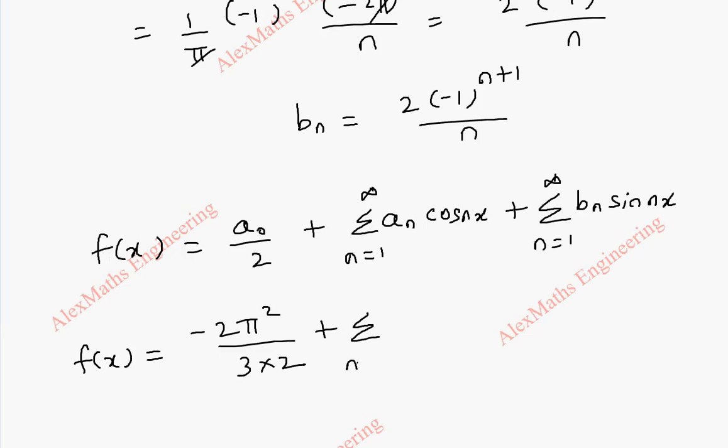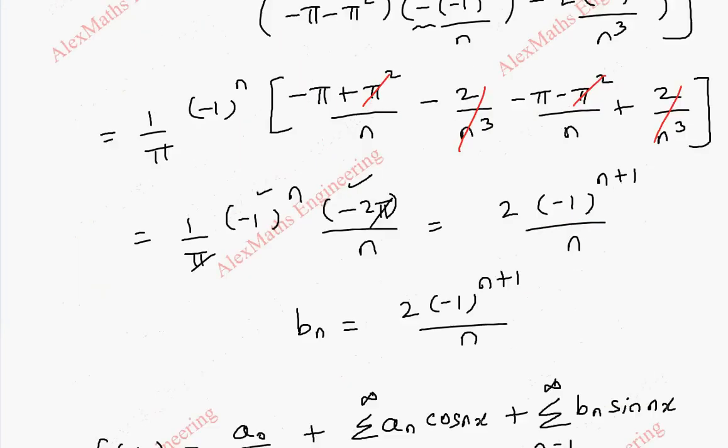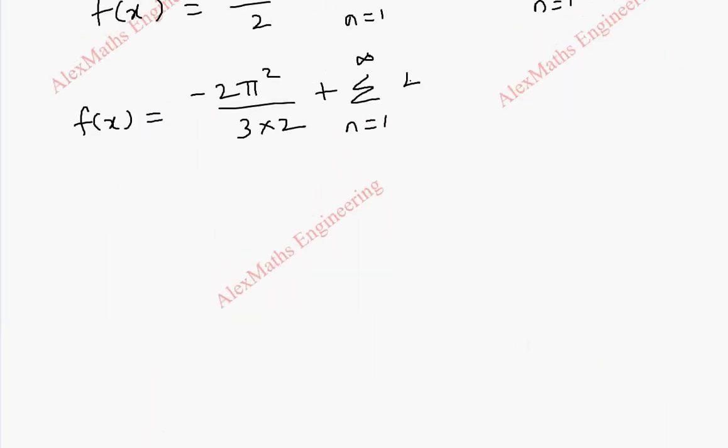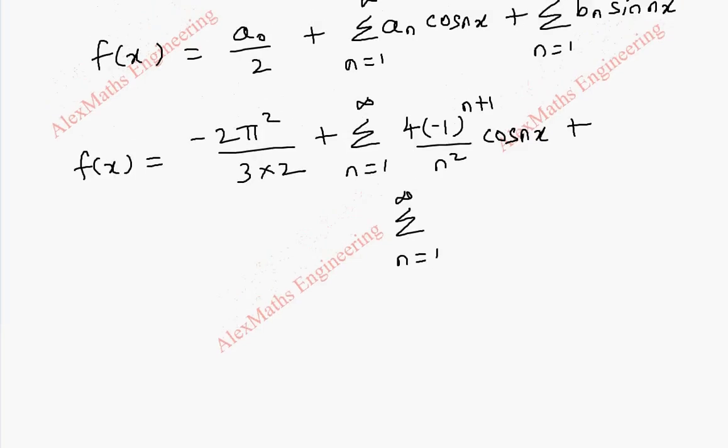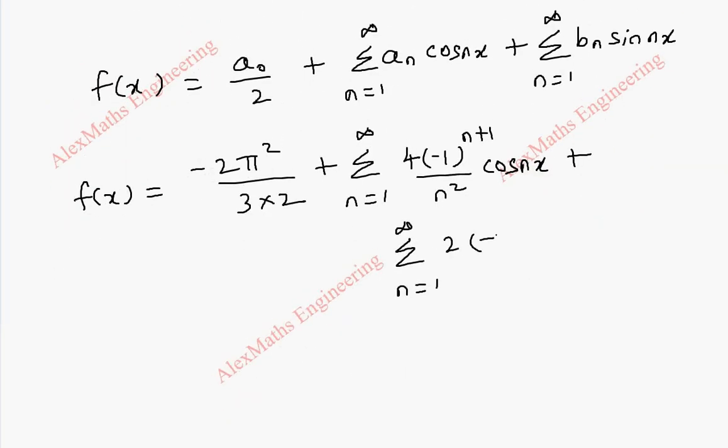summation n is equal to 1 to infinity an. So an is 4 into minus 1 whole power n plus 1 by n square. So this is 4 into minus 1 whole power n plus 1 by n square into cos nx plus summation n is equal to 1 to infinity bn. Bn we got here 2 into minus 1 whole power n plus 1. So 2 into minus 1 whole power n plus 1 by n sin nx.